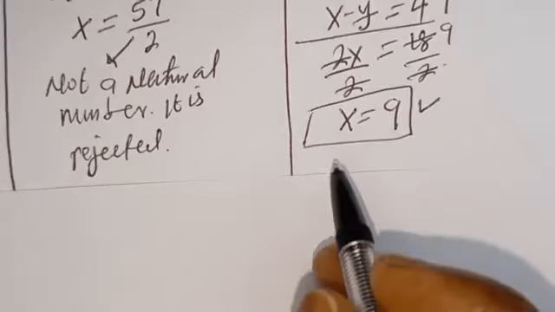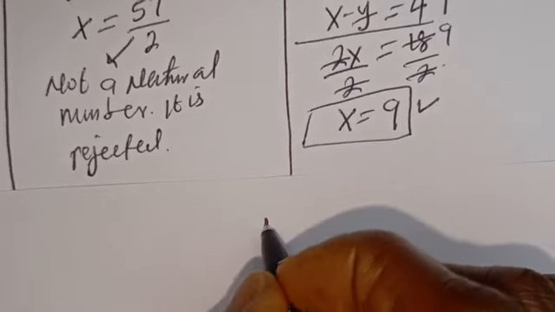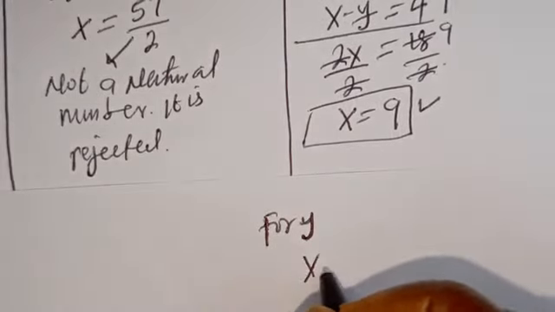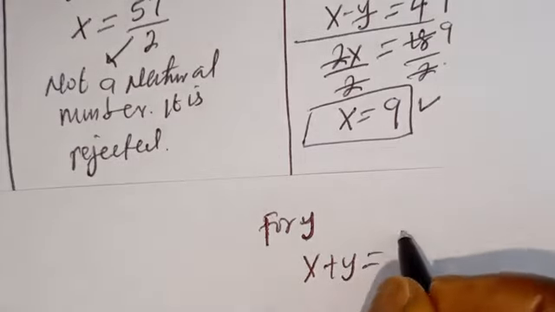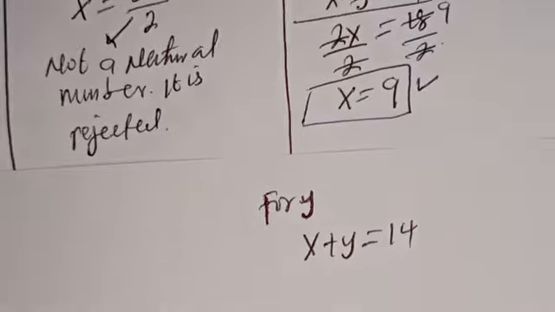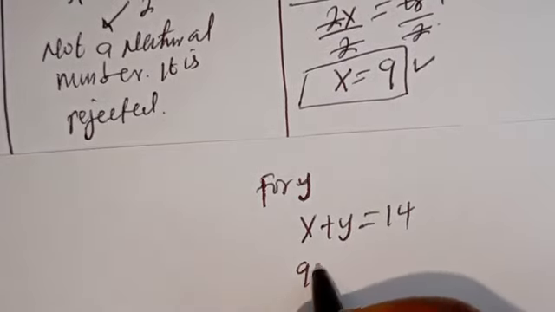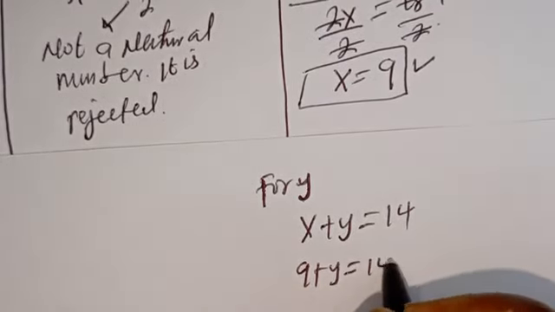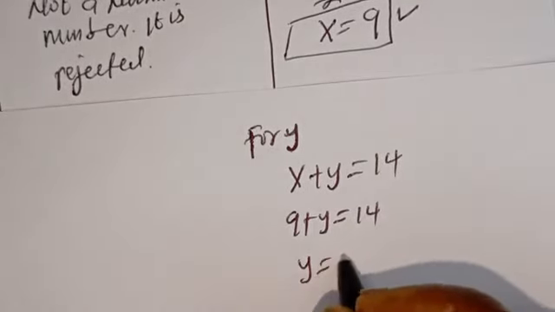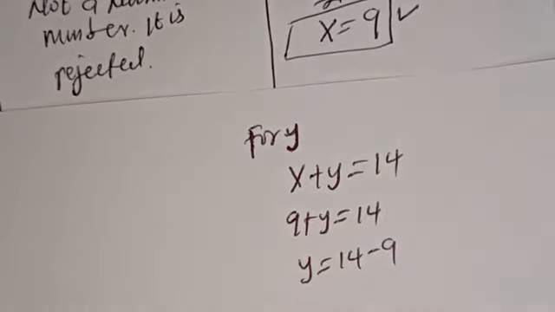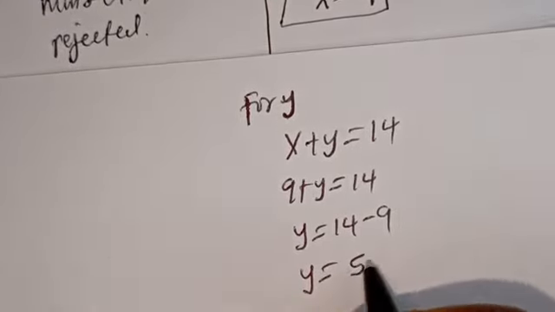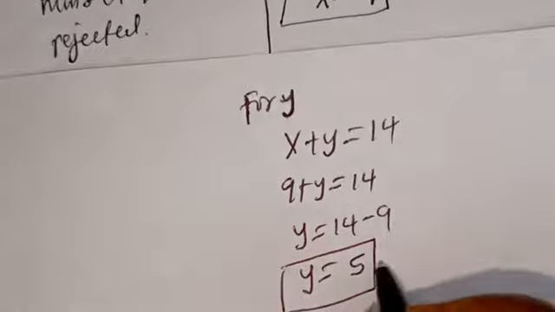Then we can solve for y when x is equal to 9. For y, we have x plus y equal to 14. When x is equal to 9, we have 9 plus y is equal to 14. y is equal to 14 minus 9. Then y is equal to 5. This is also a natural number.